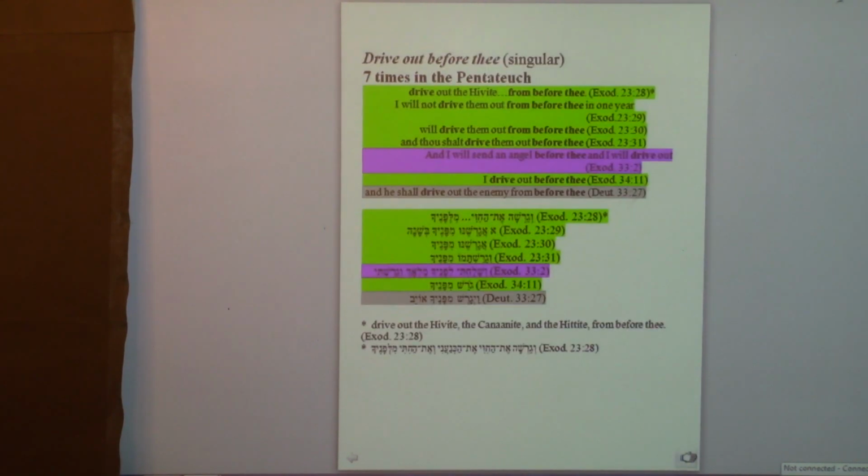And now we're going a little further. Drive out before thee. This phrase, drive out before thee, 7 times in the Pentateuch. Again, look at the spread on the Elohists versus the Yahwists, and then you see the gray there, the Deuteronomists, and all involved in drive out before thee exactly 7 times. The little asterisk there is part of the verse that was removed so that we could fit it into the example because of a line wrap.